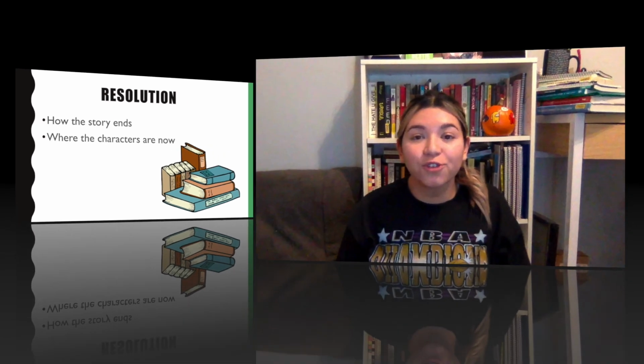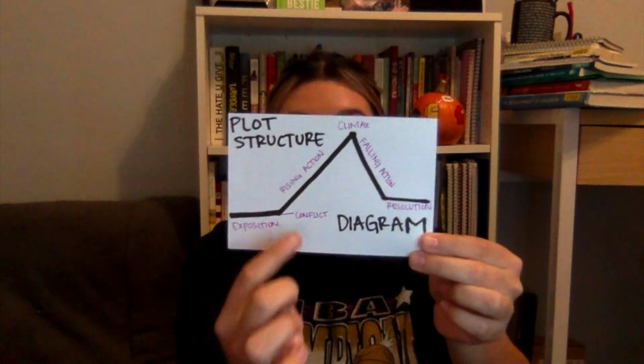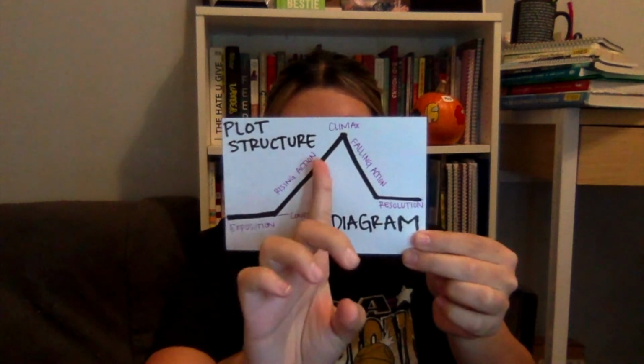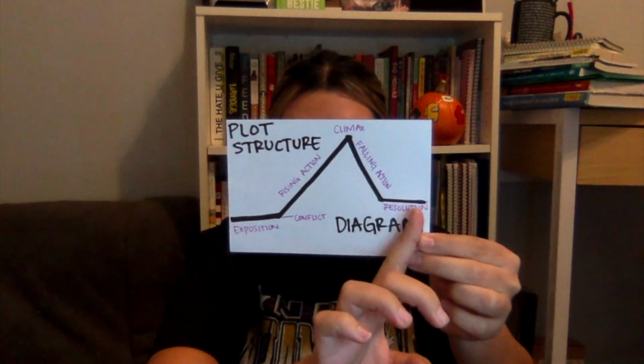So there's a review of plot structure or plot development using a diagram structure, and it's this one. So we come to exposition, meet the conflict, rising action, meet the climax, falling action, and resolution.